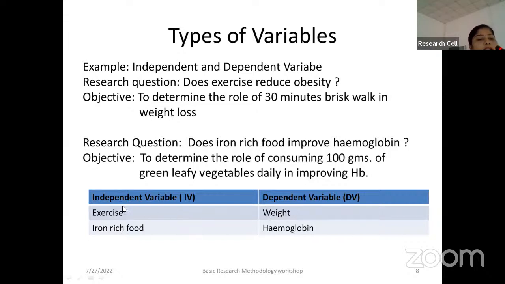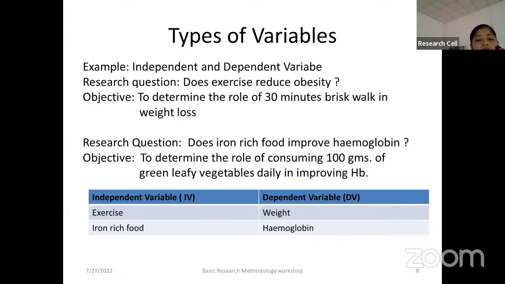Cause, exercise would be the stimulus and the response would be weight loss. So this would be considered an independent variable, whereas weight would be considered a dependent variable. Coming to other examples, suppose we have a research question like, does iron-rich food improve hemoglobin? For this we had an objective, for example, to determine the role of consuming 100 grams of green leafy vegetables daily in improving the hemoglobin.